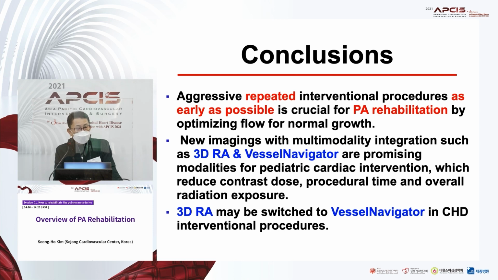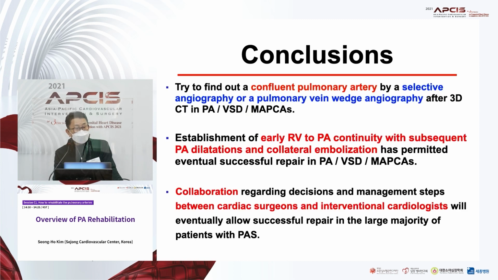So in conclusion, aggressive repeated interventional procedure as early as possible is crucial for PA rehabilitation. We can use the 3D rotational angiography or vessel navigator for the imaging. I prefer to use the vessel navigator because of this advantage. Regarding pulmonary atresia with MAPCAs, we should try to find out the confluent pulmonary artery by selective angiography or pulmonary vein wedge angiography. Establishment of early RV-to-PA continuity with subsequent PA dilatation and collateral embolization is important.